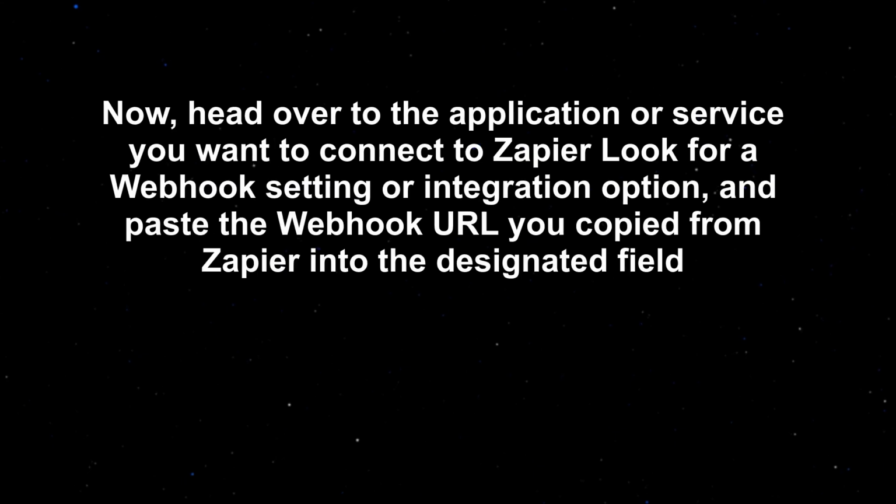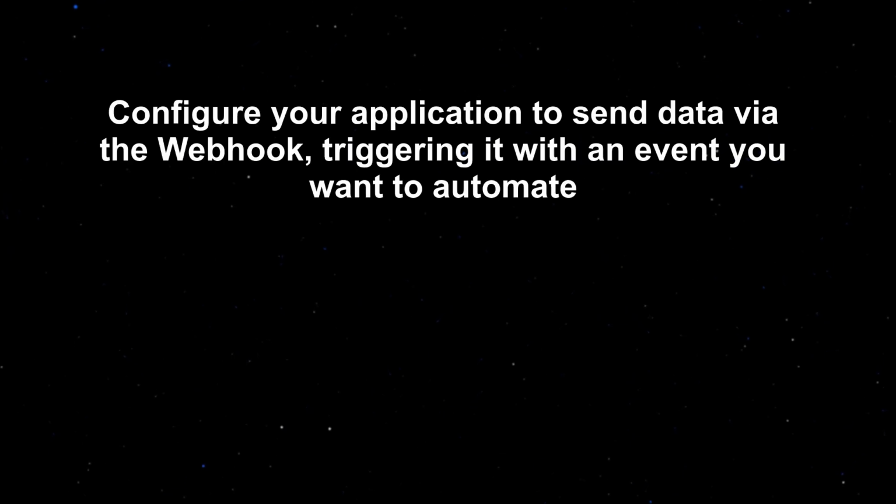Now, head over to the application or service you want to connect to Zapier. Look for a webhook setting or integration option and paste the webhook URL you copied from Zapier into the designated field. Configure your application to send data via the webhook, triggering it with an event you want to automate.